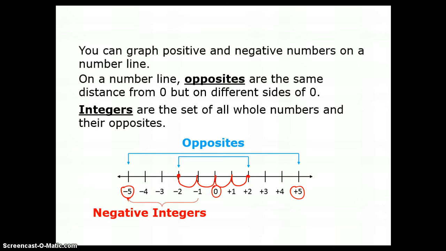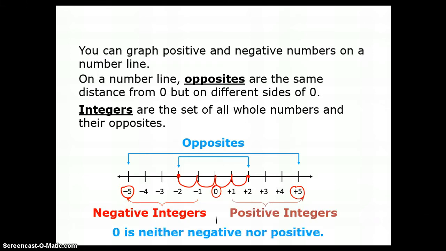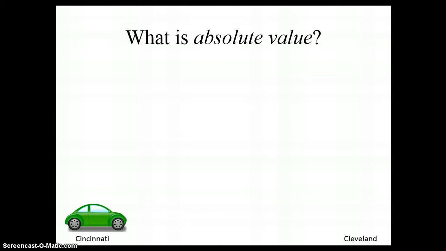The negative numbers are always written on the left side of 0, and the positive numbers are written on the right side of 0. 0 is neither negative nor positive. It does not have a sign. So, what does this have to do with absolute value?